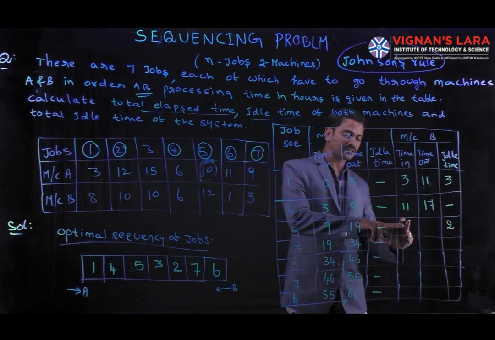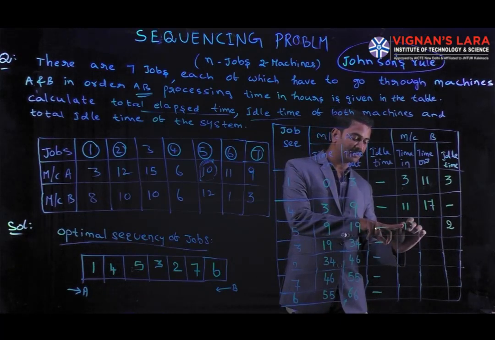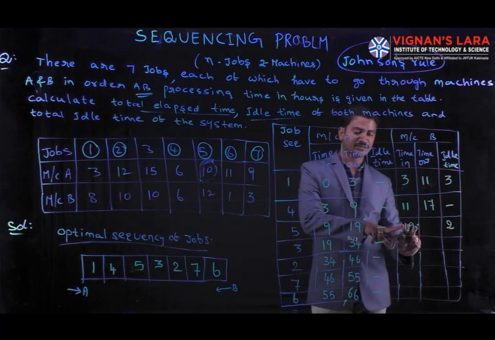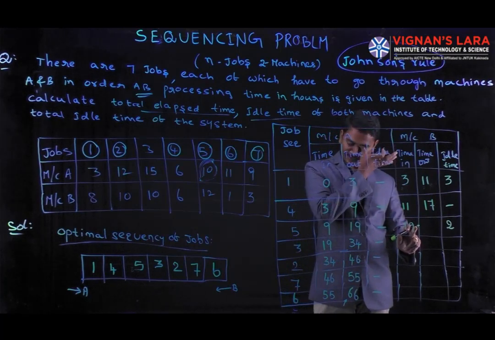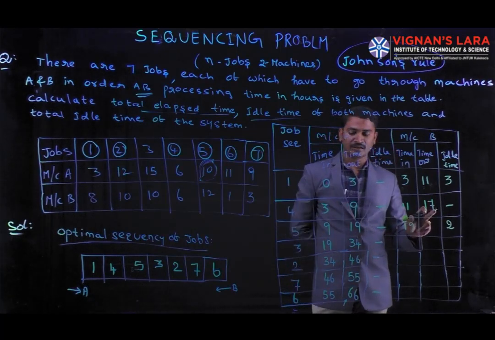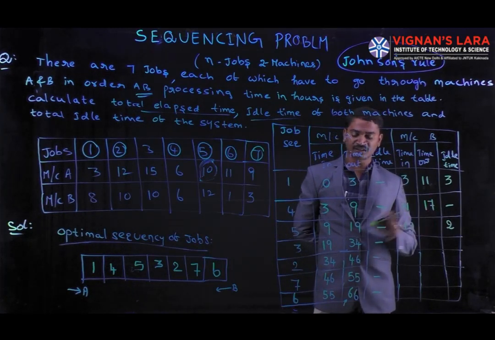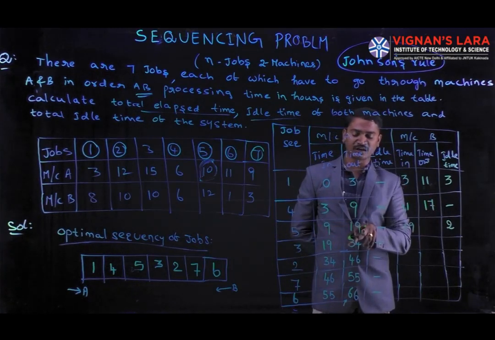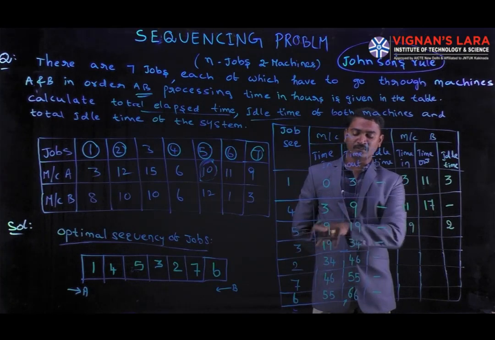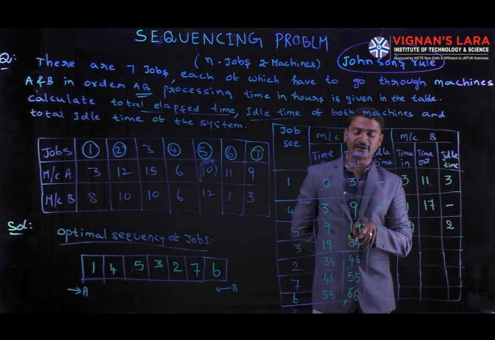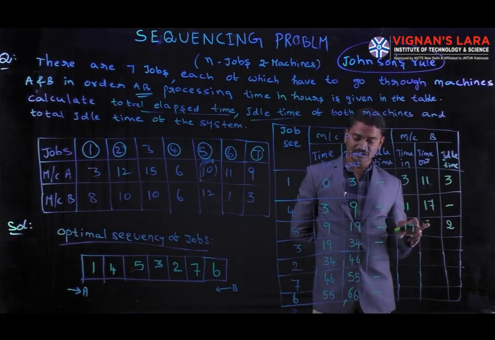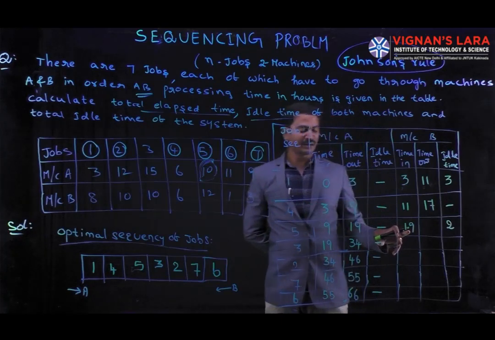Now we are going to start machine B at the 19th hour. We are starting machine B at the 19th hour, right? Because here job 4 is completed at the 17th hour, but at the 17th hour job 5 was under processing, so it was completed at the 19th hour. After the 19th hour we are going to start B processing. Okay, here we started at the 19th hour.